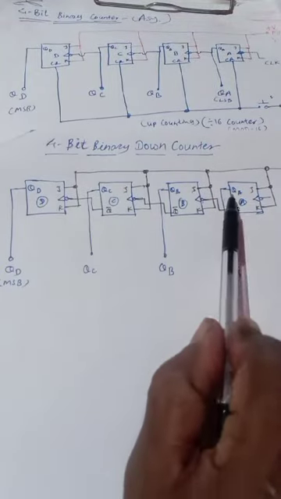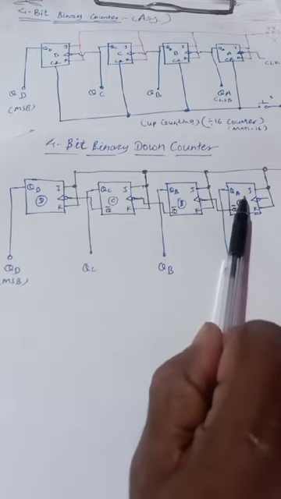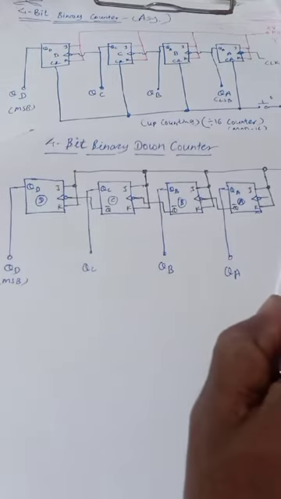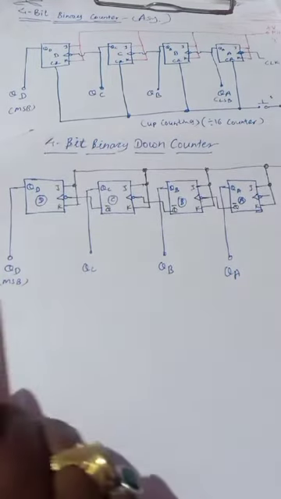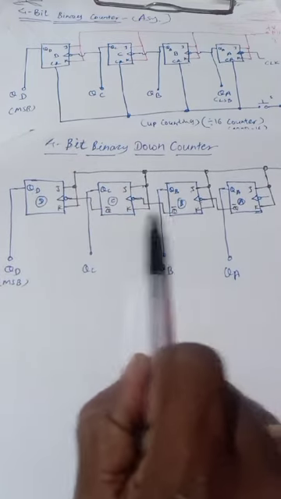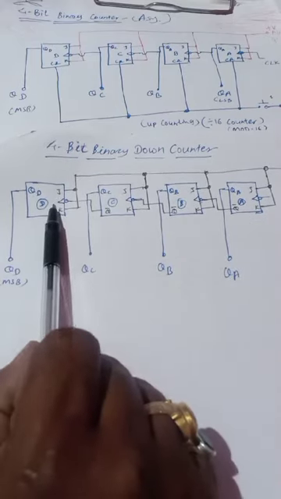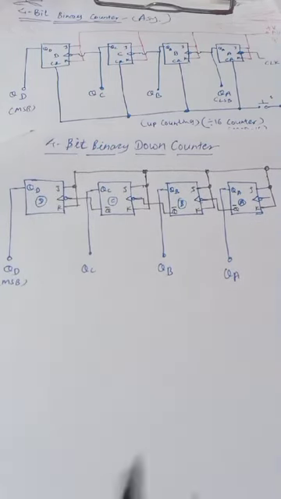All the remaining things are similar. So you are going to observe the output from QD, QC, QB, QA. JK are connected to logic level 1. So this is similar, but the difference is that for down counting, we are going to use the Q bar output for the clock of the next flip flop. Okay, so let us see the timing diagrams for this.